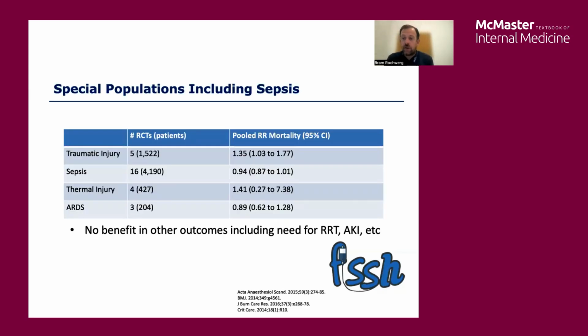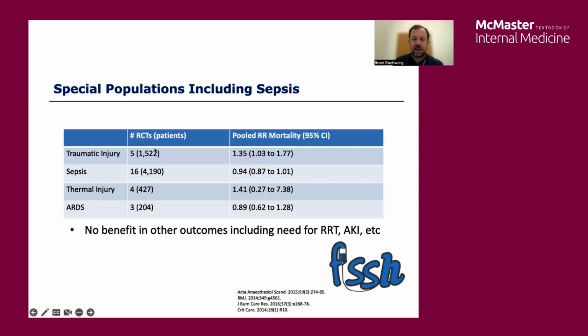Beyond this, what a lot of folks will bring up is that, fine, in a general critically ill population there's no benefit in albumin, but what about selected subgroups, those with sepsis, TBI, etc.? And this table summarizes the most recent meta-analysis addressing a number of these conditions.